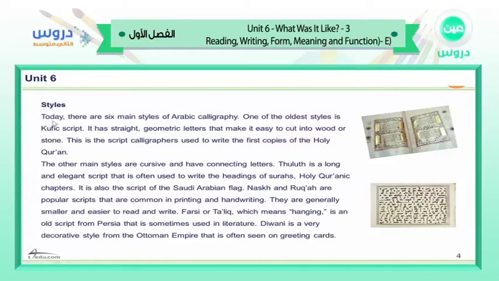It was important to have a clear script that all the people of Islam could easily read and understand. Styles. Today, there are 6 main styles of Arabic calligraphy. One of the oldest styles is Kufic script. It has straight geometric letters that make it easy to cut into wood or stone. This is the script calligraphers use to write the first copies of the Holy Quran. The other main styles are cursive and have connecting letters. Thuluth is a long and elegant script that is often used to write the headings of surahs, holy Quranic chapters. It is also the script of the Saudi Arabian flag.